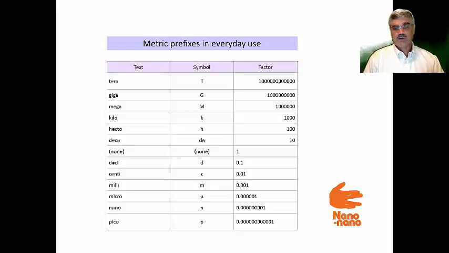And then if you go smaller, for example, if the base unit is a meter, then we have a centimeter, 0.01 meters. We have a millimeter, even smaller, micrometer, nanometers, picometers. So these multipliers allow us to use one unit of measure and then scale it up or scale it down by adding these prefixes.